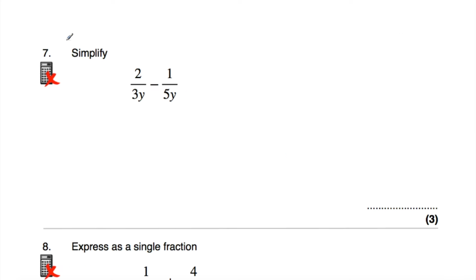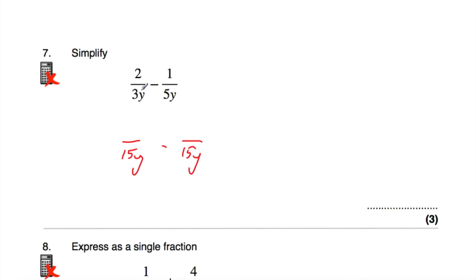Okay, let's have a look at our next question, question number 7. So question number 7, we've been asked to simplify 2 over 3y subtract 1 over 5y. So if we notice here, the fractions don't have the same denominator. We've got 3y and 5y, and I'm thinking a good common denominator would be 15y. So let's get something over 15y, subtract something over 15y.